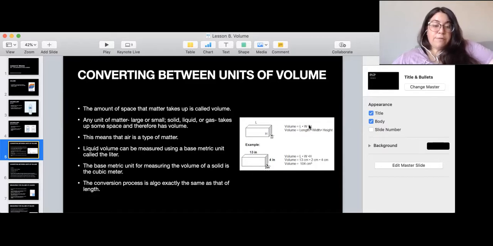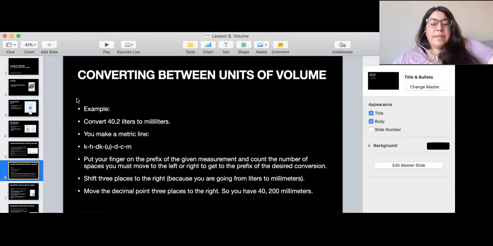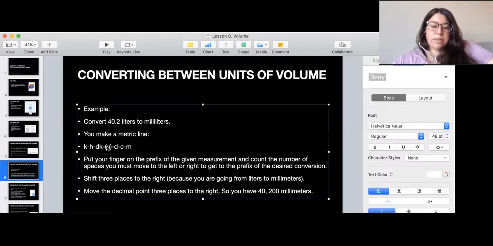Here we have the formula that I'm going to talk about a little more in a moment. And here we have an example. What happens if I want to convert 40.2 liters to millimeters? Then you do your metric line. Since you want to move from meters to millimeters, you have to move 1, 2, 3 places. It means that you have to move the decimal point 3 places, and then you get 4,200 millimeters when you convert.